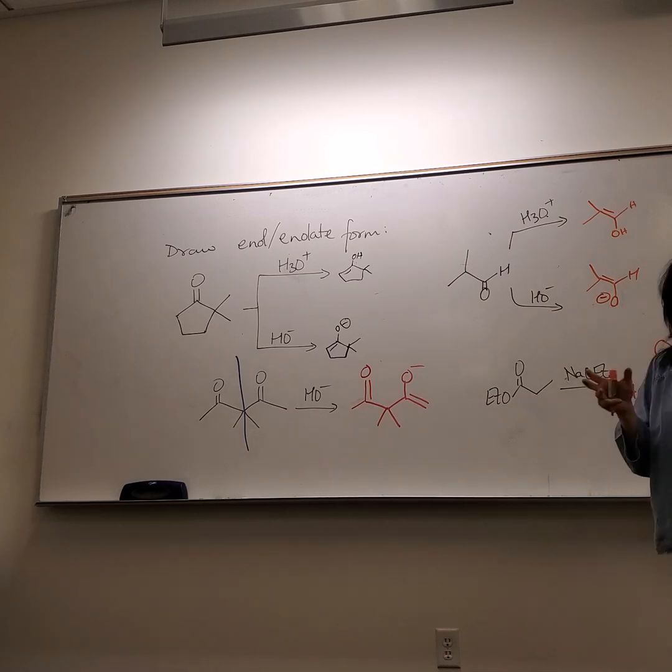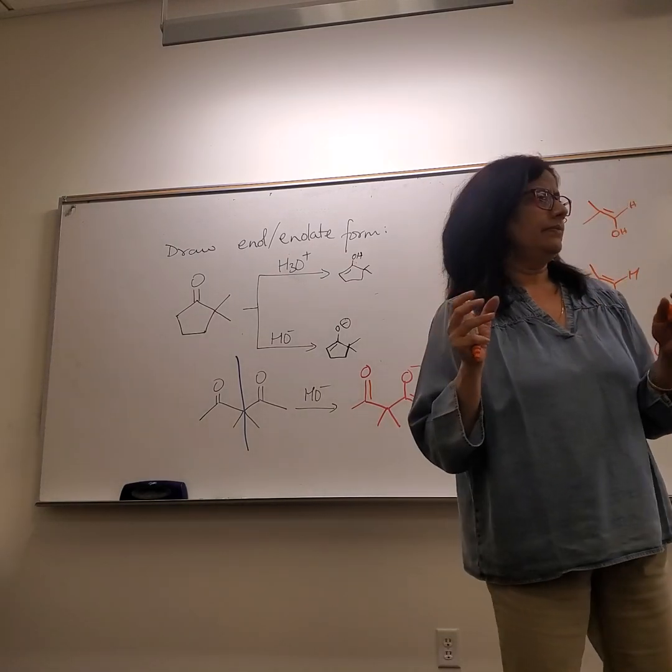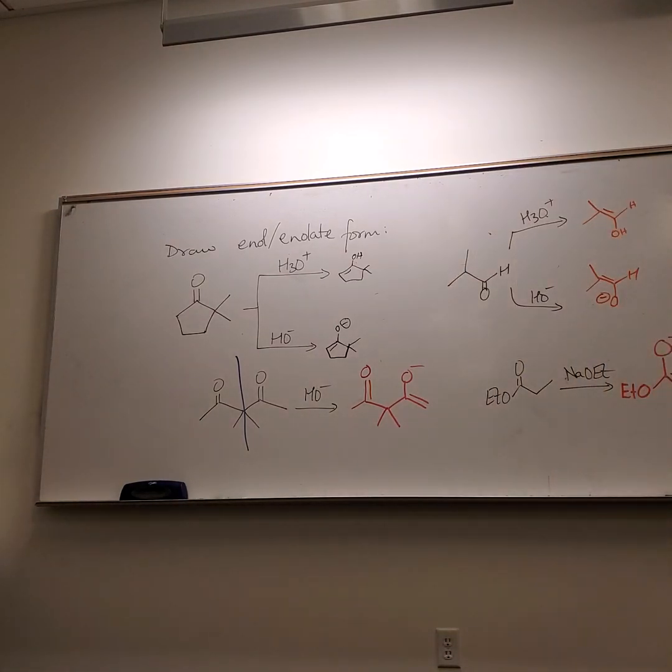It's very strong and bulky. If it's a very strong base, which means there's no equilibrium, it just goes all the way in the direction of the enolate, because it's a strong base, it just takes a proton. But because it's bulky, it favors the kinetic enolate, not the thermodynamic.